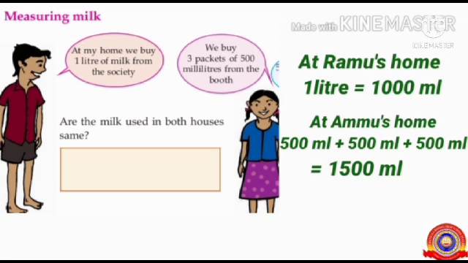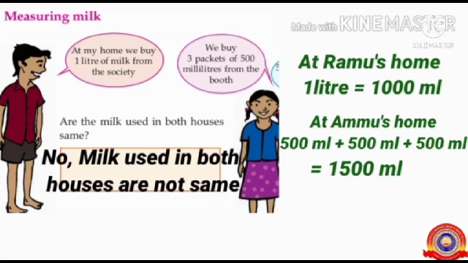At Ramu's home they buy 1000 milliliters of milk. At Ammu's home they buy 1500 milliliters of milk. Is the milk used in both houses the same? No, the milk used in both houses is not the same.